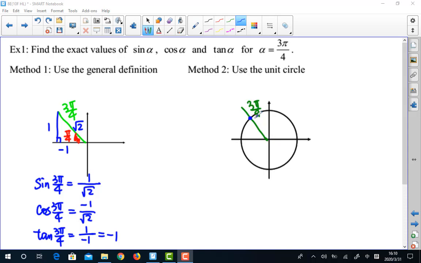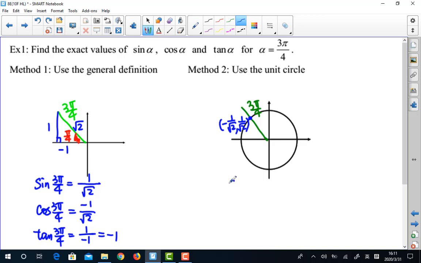So this time, we look at section 2. Write the coordinates for this point on the terminal arm of 3 pi over 4 and on the unit circle as well. So you go back to look at section 2. The coordinates of this point should be negative 1 over root 2 and 1 over root 2.